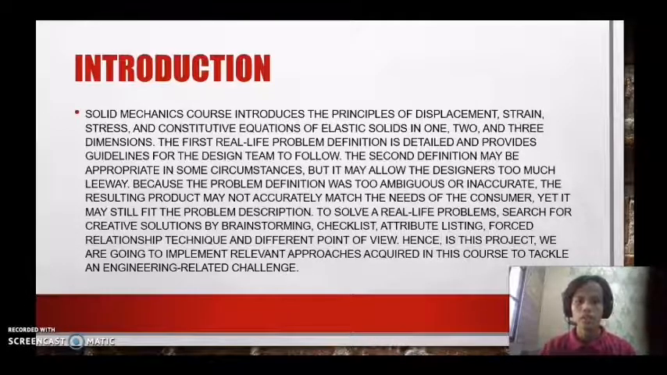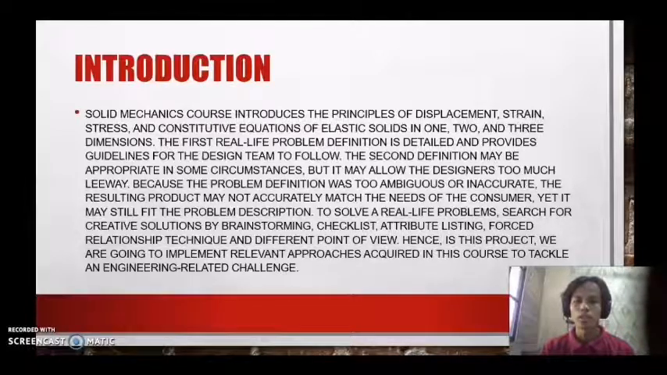The second definition may be appropriate in some circumstances, but it may allow the designer too much leeway. Because the problem definition was too ambiguous or inaccurate, the resulting product may not accurately match the needs of the consumer, yet it may still fit the problem description.